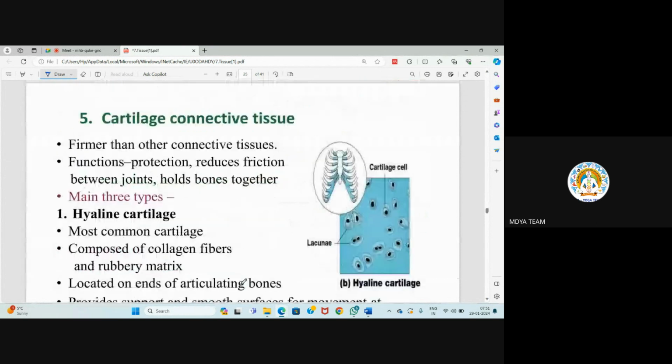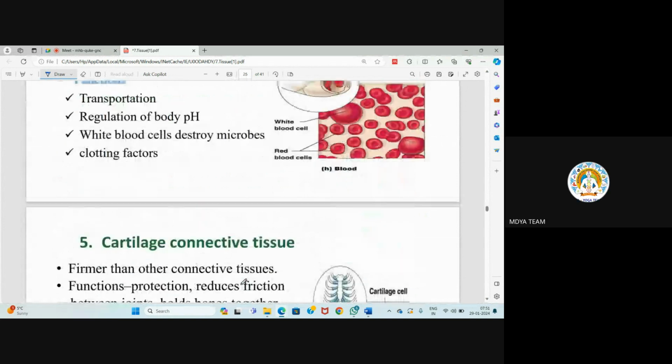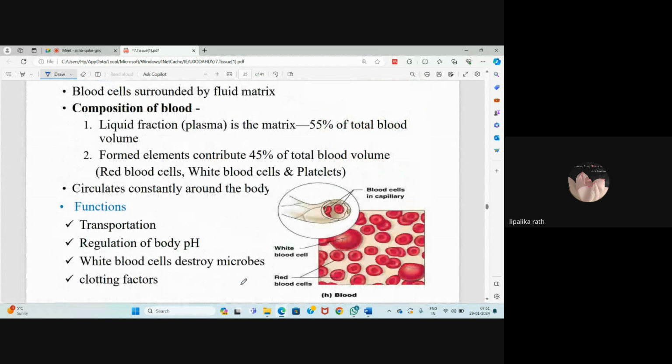Next is cardiac. Excuse me, ma'am, please show that slide before. Yes. White blood cells destroy microbes. Can you repeat this line? Yes, white blood cells are the army of our body. We all know that the defense mechanism of our body is the white blood cell.